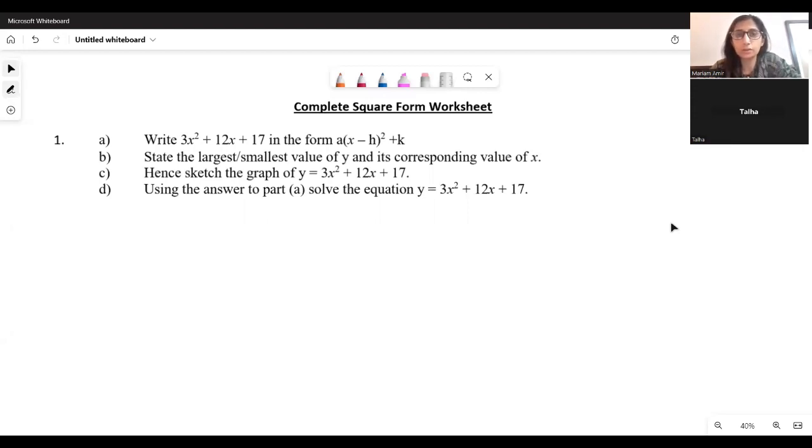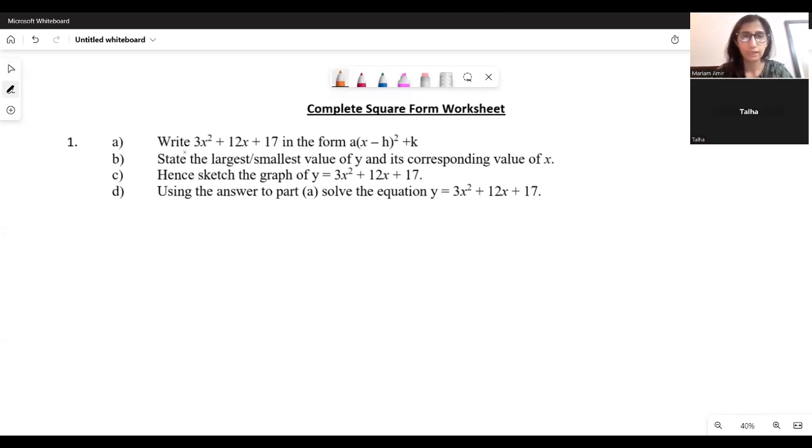Going to talk about completed square form. Okay. The first question you see, here we have a completely expanded form. In the lesson yesterday, we discussed how to sketch graphs when we have quadratic expression in expanded form. So today we're going to learn how to change an expanded form of quadratic equation into this form.